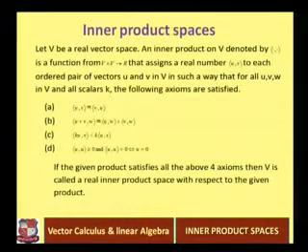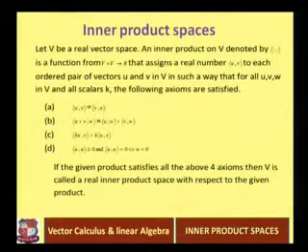If V is any real vector space, an inner product on V is a function from V cross V to R that assigns a real number, the inner product of U comma V, to each ordered pair of vectors U and V in the vector space V, in such a way that for all U, V, W in V and all scalars K, the following axioms are satisfied.